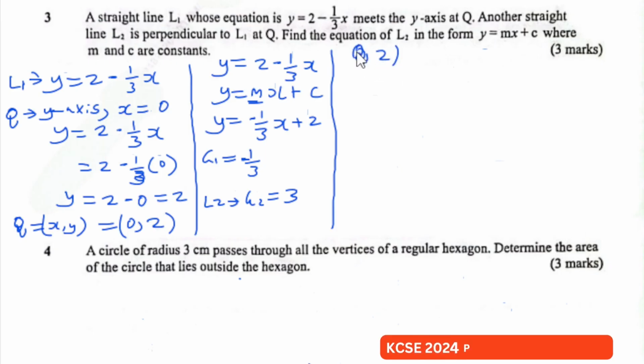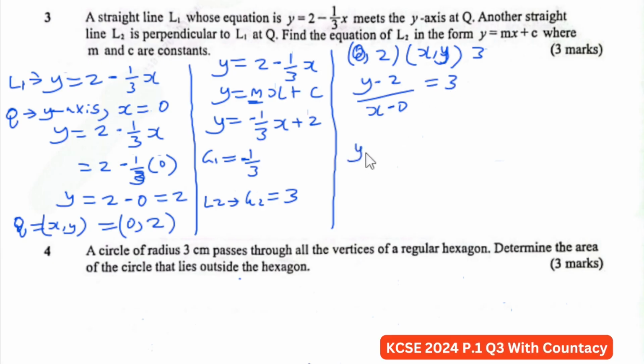And then we write that we don't know the other point, which is (x, y). But now we know the gradient. The gradient of this line is 3. With this, we can find the equation of this line L2. Why? Because we know that gradient is found by the change in y divided by the change in x. Therefore, we put that into writing. We have y minus 2 divided by x minus 0 is equal to 3.